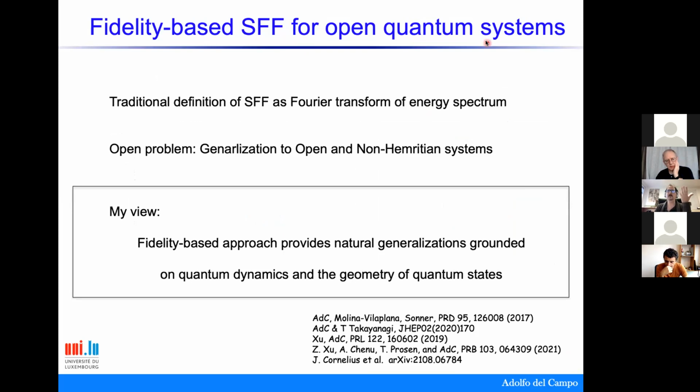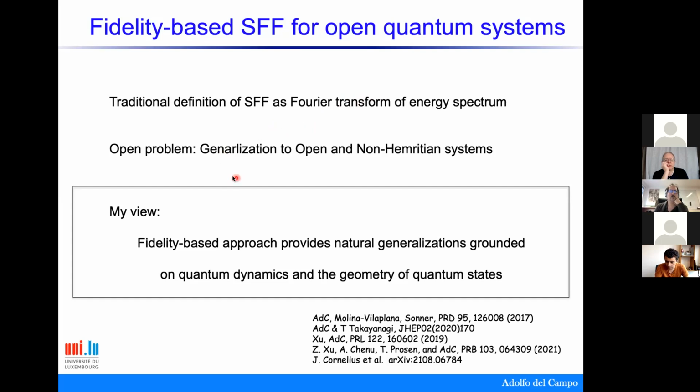So this is a matter of debate and ongoing research. Some people just say, well, I will have complex eigenvalues in a dissipative system, so I will just take the Fourier transform and look at it. Well, fine. I don't think this is particularly good because it includes some unphysical correlations.